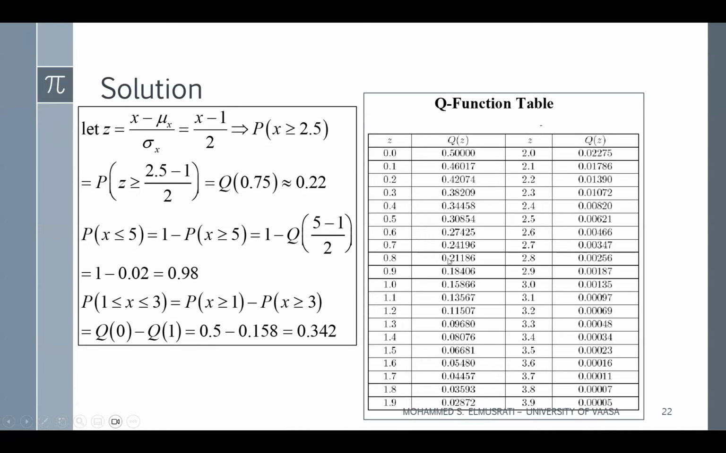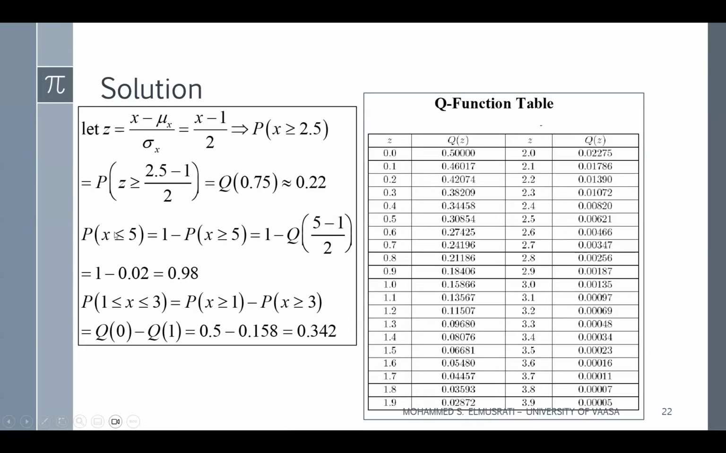Those are the tables that you can find in books or the internet. But as I said, you don't need to use these tables, because you can use some function in MATLAB or Octave, or also some advanced calculators. So the Q function of 0.75: here we have 0.7 is 0.24, 0.8 is 0.21. So it is something between, around 0.22.